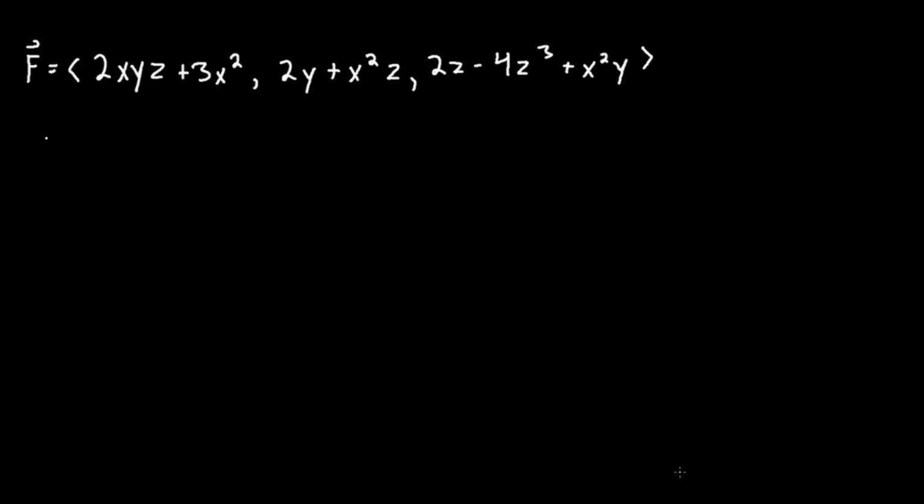But when a vector field is conservative, it is the gradient of some function. Let's call it psi. Therefore, when you're finding the gradient, remember the first component is the x partial of psi, the second component is the y partial, and the third component is the z partial of psi. So let's get that straight first.